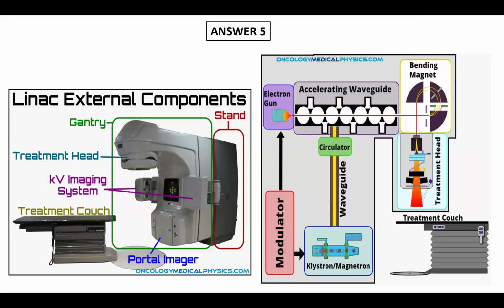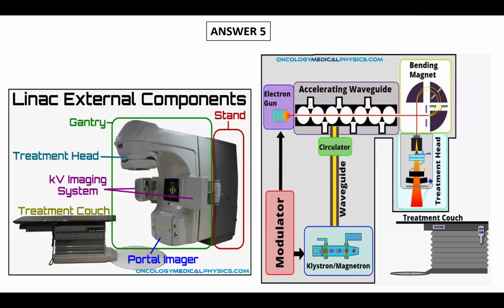After that will be the jaws, sir. We have monitor chambers, MU1, MU2. Yes, sir. After that, if you want to keep the wedge, it will be there. After that will be the jaws, sir. The upper and lower jaws will be there, which act as the secondary collimator, sir. Very good.